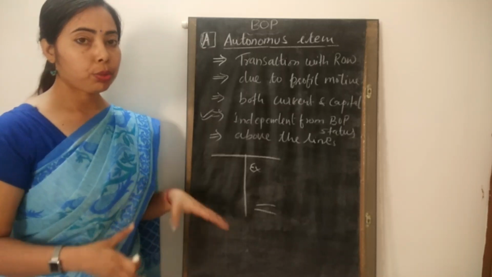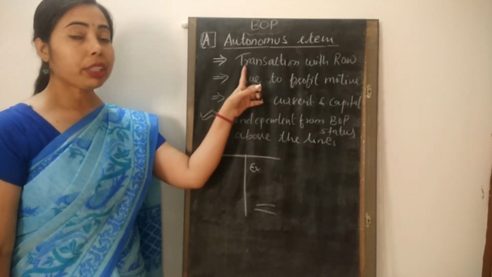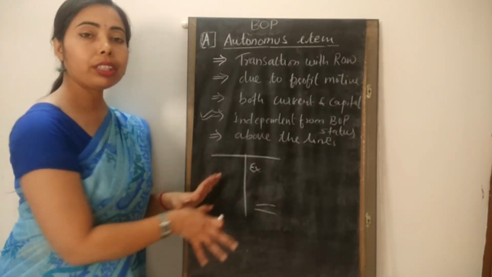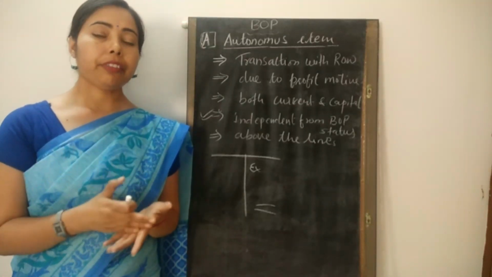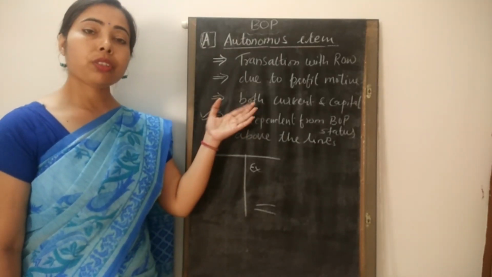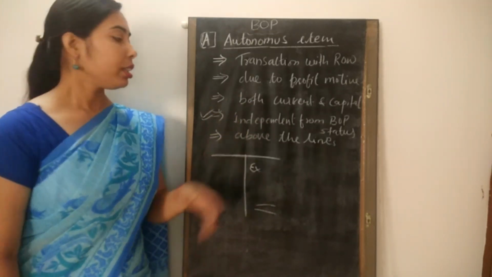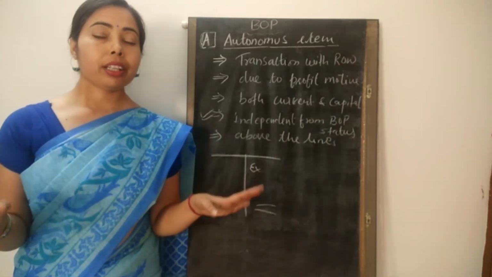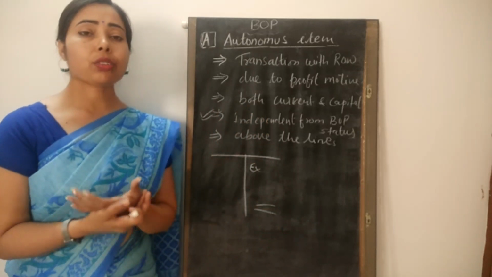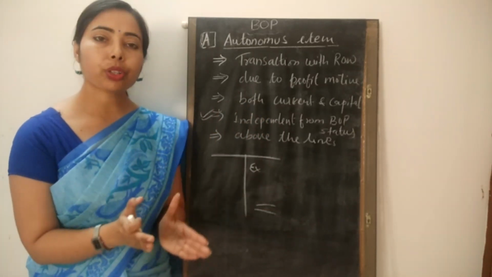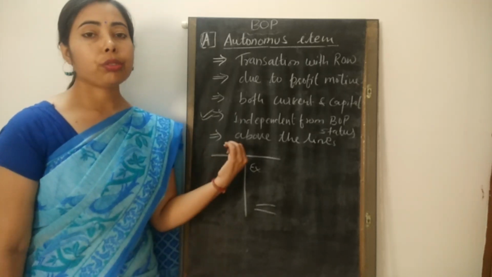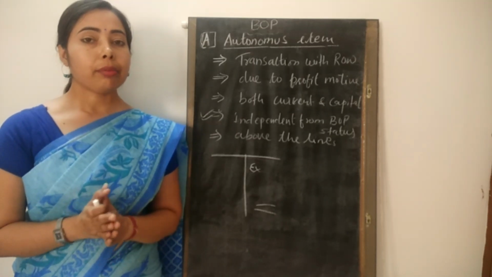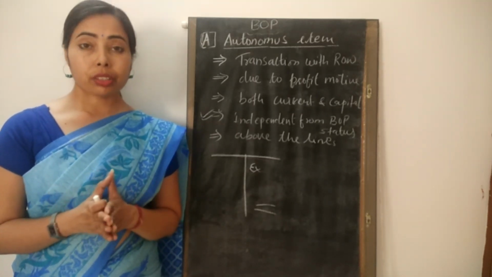In such a situation, in BOP, an autonomous item is totally free from BOP status. It doesn't bother about whether the account is in deficit or surplus. These are transactions which are beyond BOP status. That's why it is written that it is independent of BOP status. The government does not take care of what the condition of the balance of payment account is in this type of transaction. This is also known as above-the-line transactions. This topic will be asked in the exam for 4 marks, or sometimes 6 marks.